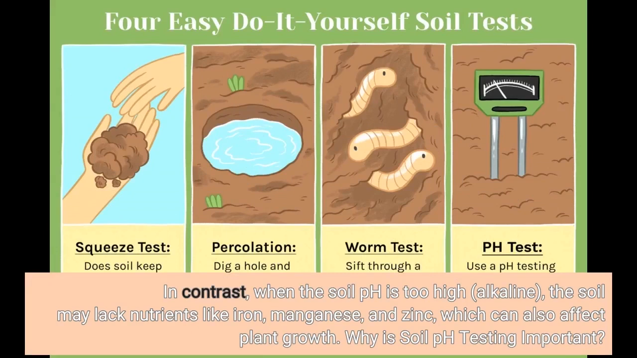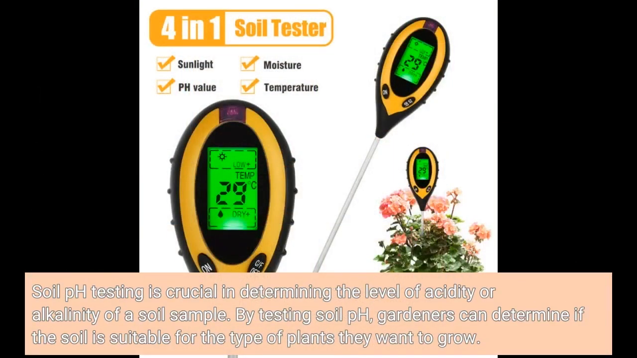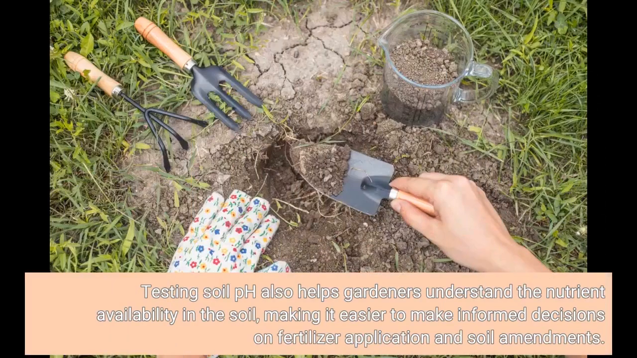Why is soil pH testing important? Soil pH testing is crucial in determining the level of acidity or alkalinity of a soil sample. By testing soil pH, gardeners can determine if the soil is suitable for the type of plants they want to grow. Testing soil pH also helps gardeners understand the nutrient availability in the soil, making it easier to make informed decisions on fertilizer application and soil amendments.